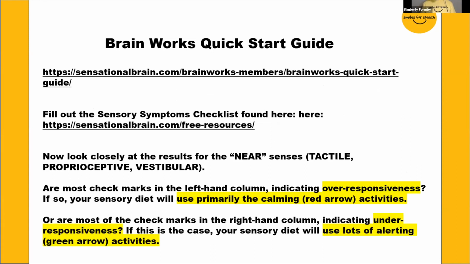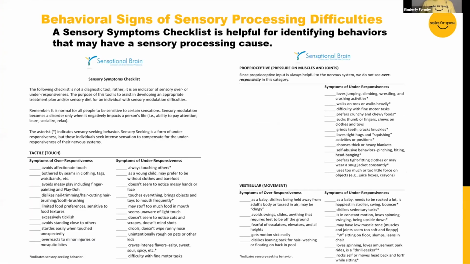So one of the things that the quick start guide is going to direct you to do first is to complete a sensory symptoms checklist. And I'll show you a picture of what that looks like. So you're going to be able to print this off from the website, and the sensory systems checklist is organized by sensory system. So you'll see tactile system, the proprioceptive system, the vestibular system.